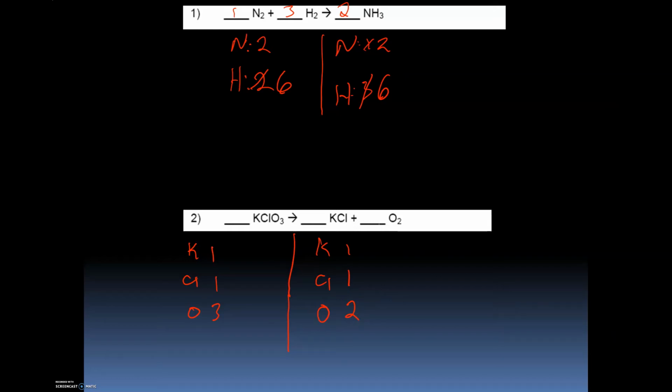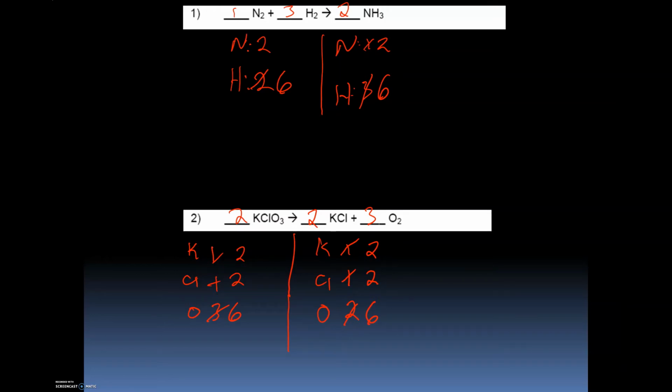The 3 and 2, common number would be 6. So let's put a 2 in front of the KClO3. That gives me 2 potassiums, 2 chlorines, and 6 oxygens. Now we're going to put a 3 in front of the O2 because we want that to be 6. At the same time, we now have to rebalance our potassiums and chlorines. So we're going to put a 2 in front of the potassium chloride. That gives me 2 of each of those. So that balances the equation out.